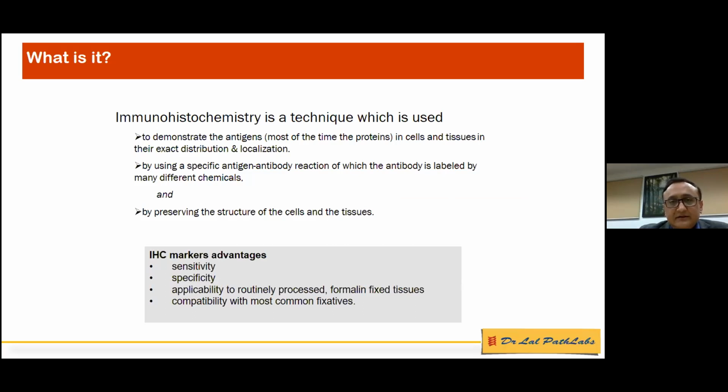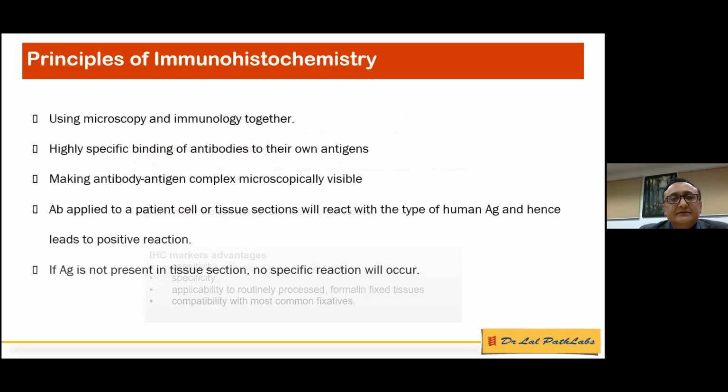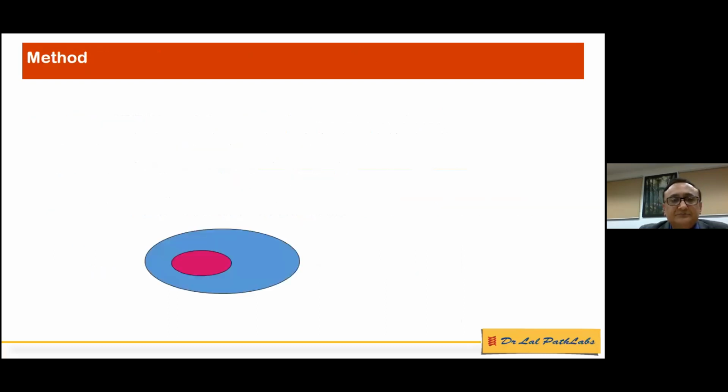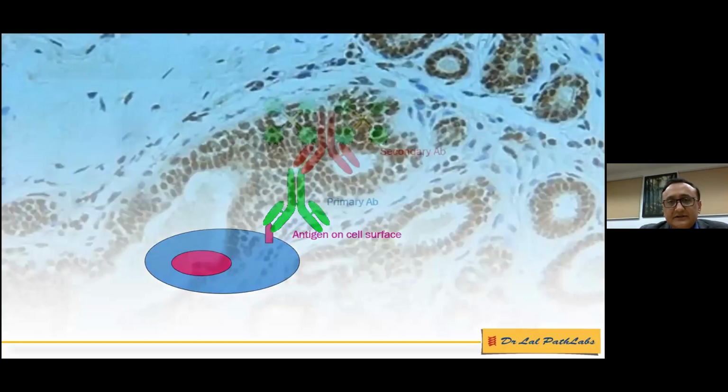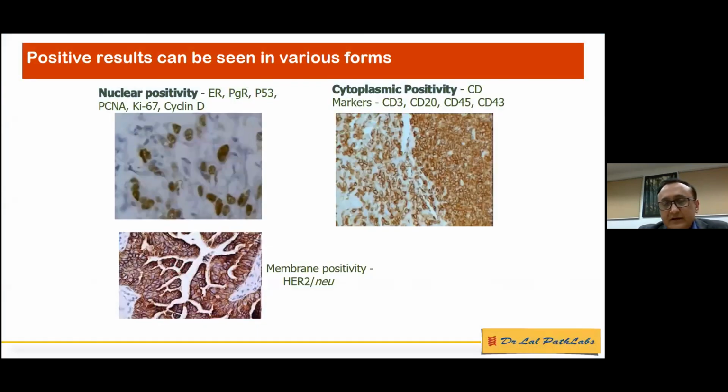in an external environment. Quickly skipping this, this is how the principle works, and this is how the slides would look. The antigens can be present anywhere, and their localization is very specific. Some of the antigens are present in the cytoplasm, some on the cell membrane, and some in the nucleus. So positivity has to be seen in those specific locations only to call something positive or negative.